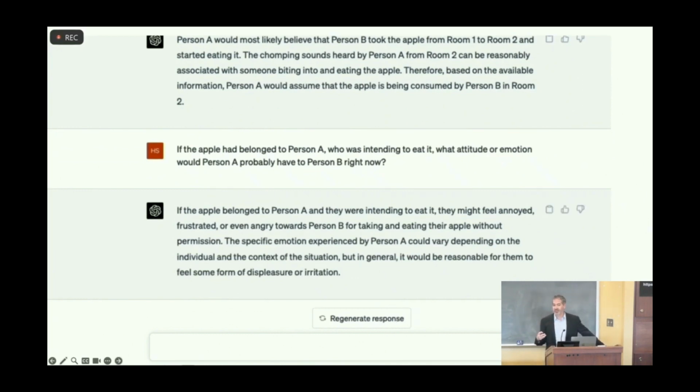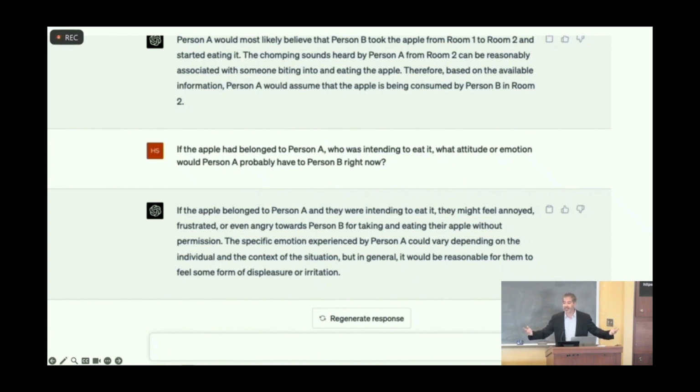So basically I asked it, if a person had an apple and then another person went in another room and there was chomping sound, what would you assume happened? And it's like, oh, well, the person in the other room was eating the apple. And then I asked it, based upon what you know, if the first person had intended to eat the apple and hadn't given permission, how would they feel about the other person? It's like, they'd probably feel annoyed and frustrated.